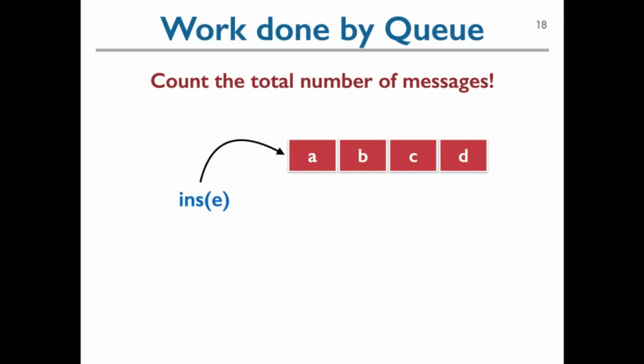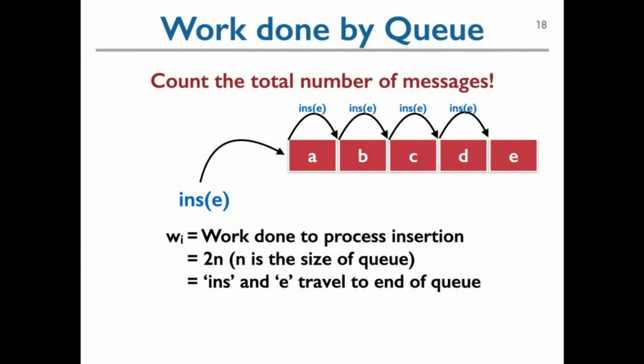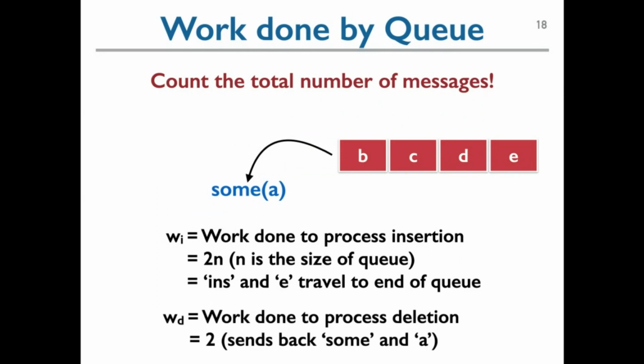So for insert, there are these two messages, the insert and the element E. These two messages travel all the way to the end of the queue where the element is inserted. So the work done to process this insertion is 2n, where n is the size of the queue, because these two messages travel to the end. Whereas for the deletion, the work done is just 2, because you just get two messages out, the some followed by the element A. And so now you have to somehow statically express these work bounds.